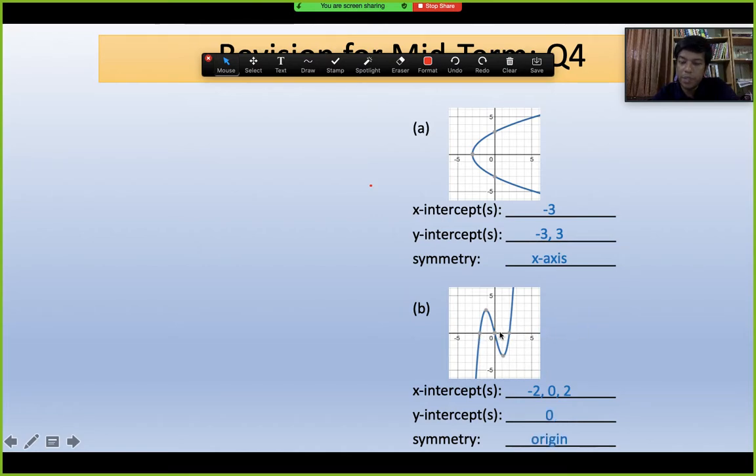Intercepts: x-intercept means where the line intersects the x-axis. Y-intercept means where the line intersects the y-axis.